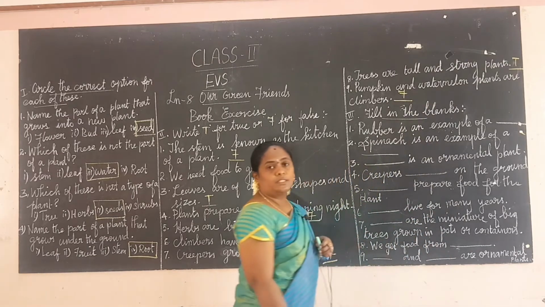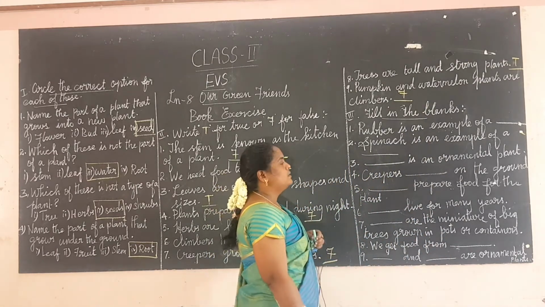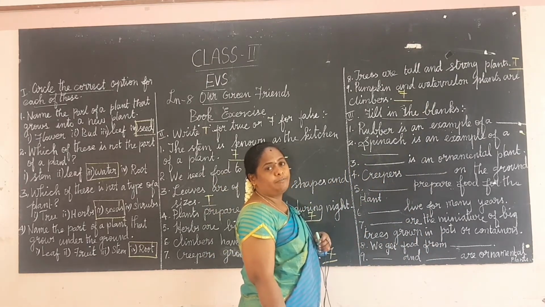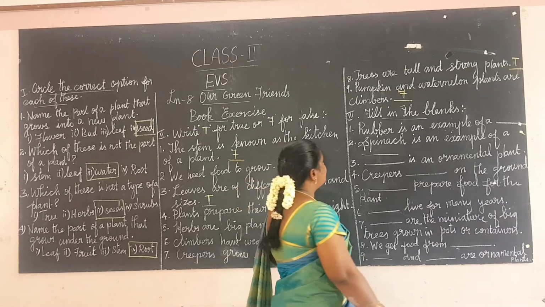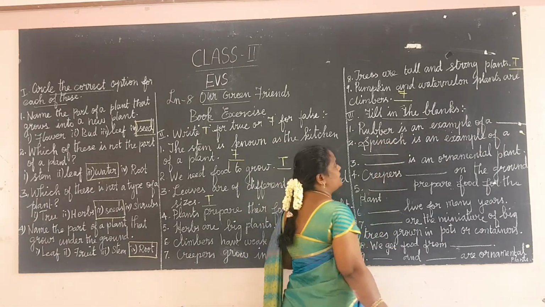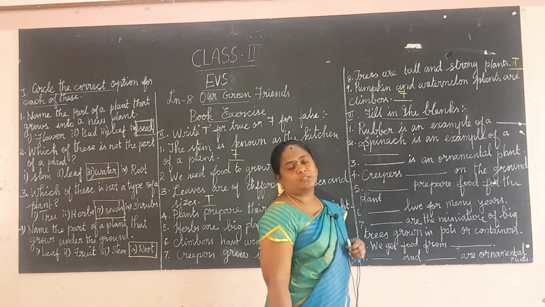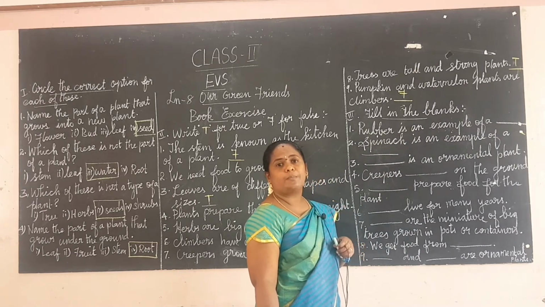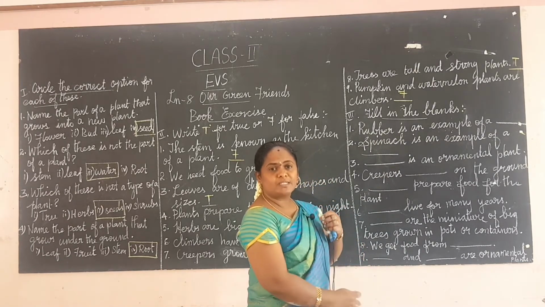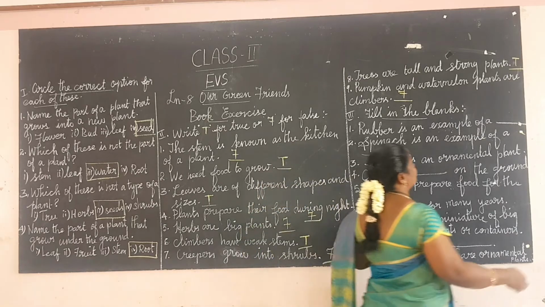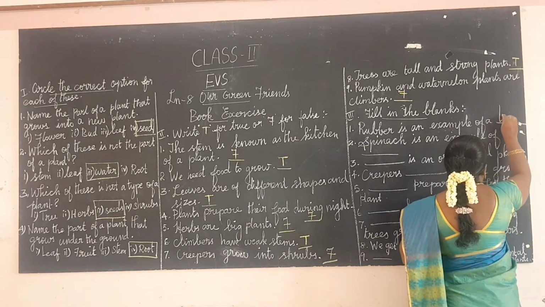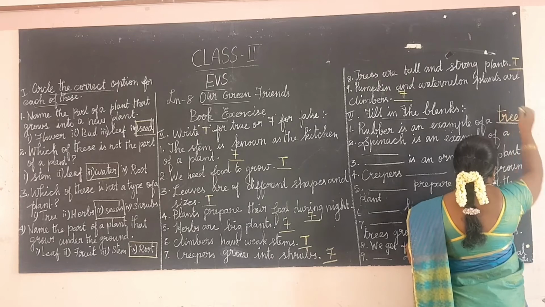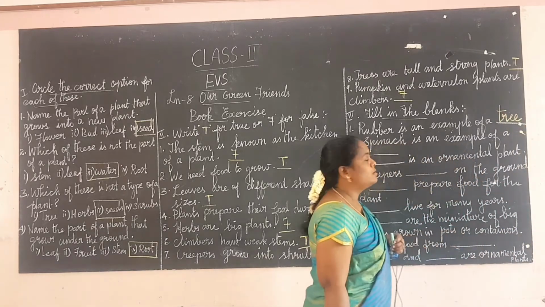And then third one, fill in the blanks. Third Roman letter, fill in the blanks. First question, rubber is an example of a dash. Rubber is an example of a tree. T-R-E-E, tree. Rubber is an example of a tree.